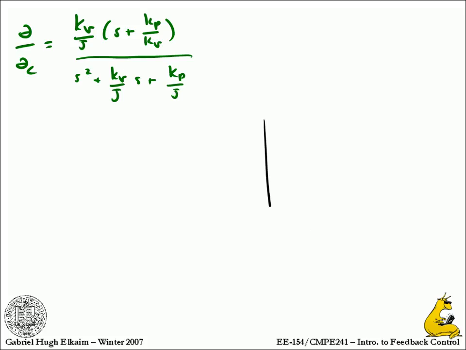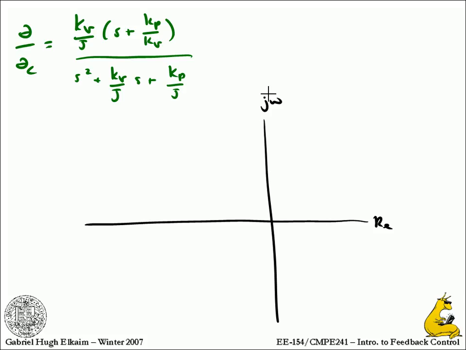If I look at the real j omega axis, and I set kV equal to 0, then the roots of the denominator, the characteristic equation delta of s, are going to be plus or minus square root of Kp over J times i. The characteristic equation equals 0, so this is going to be s squared plus Kp over J. Since Kp is positive and J is positive, I've got two imaginary roots.